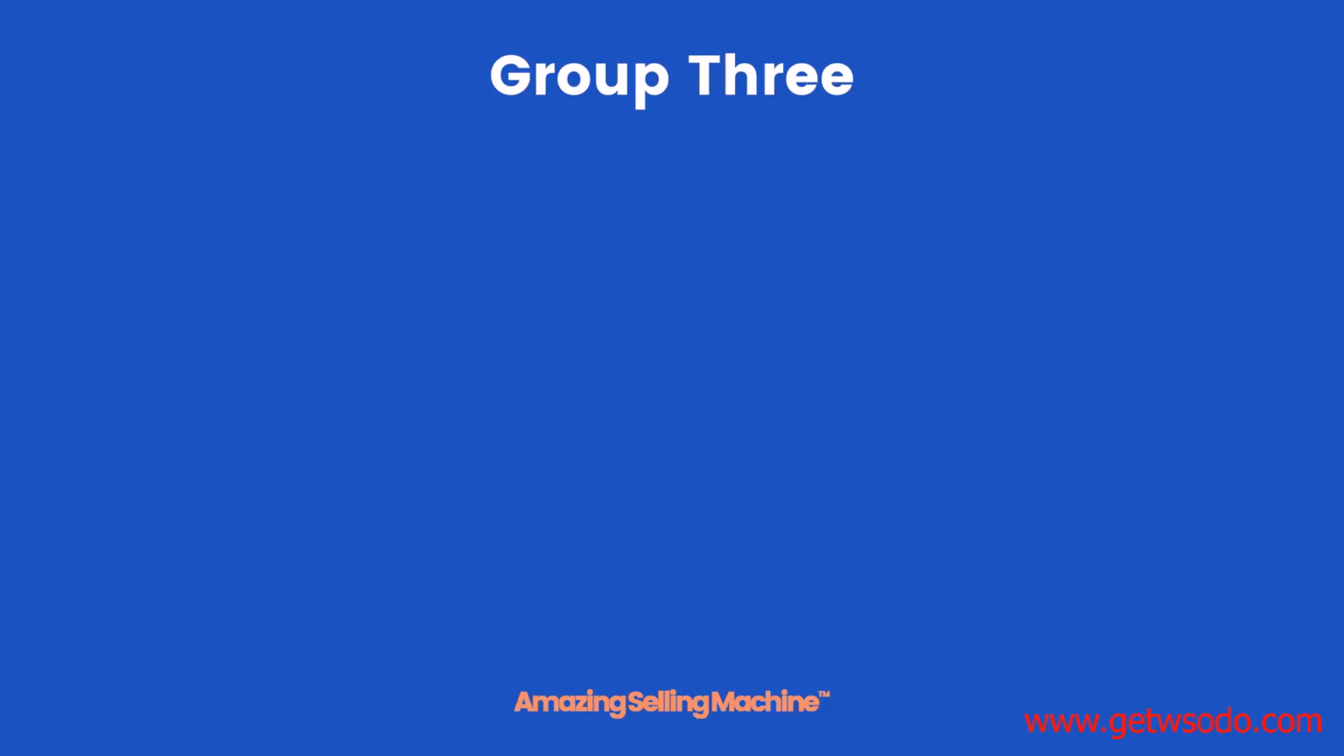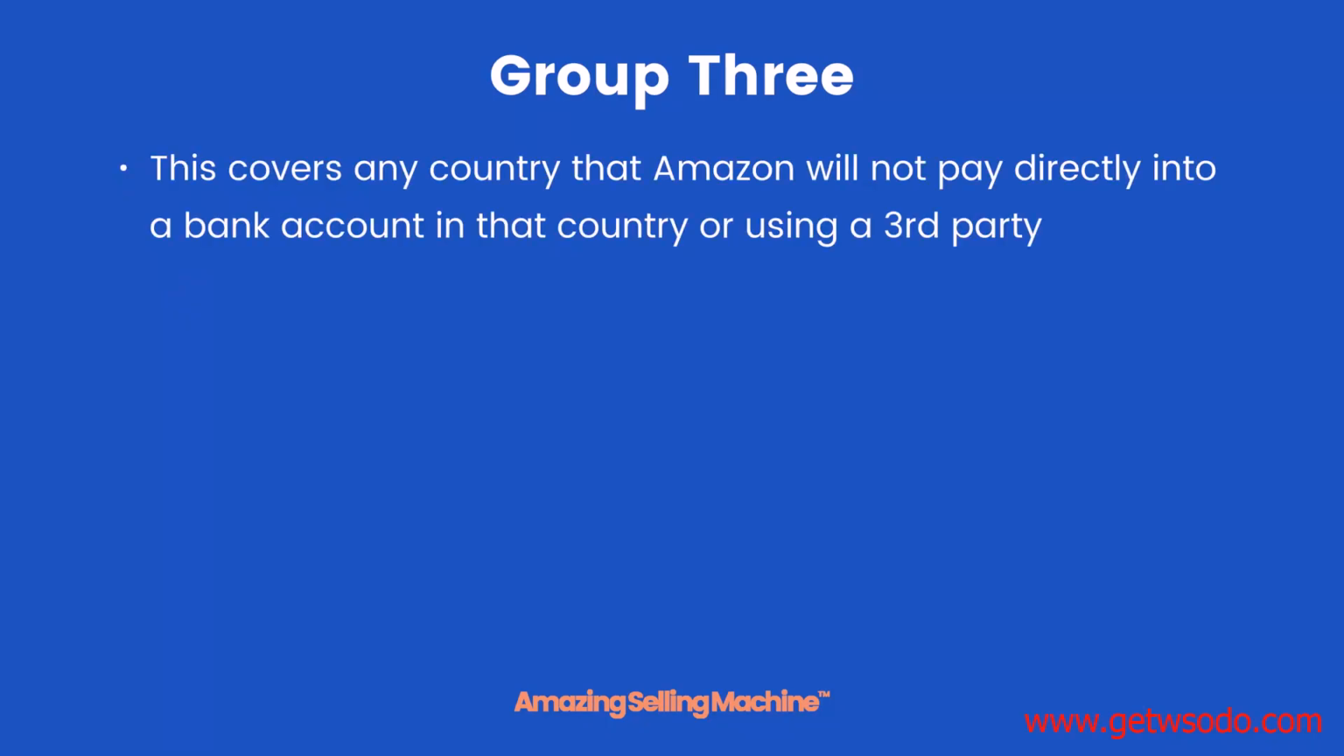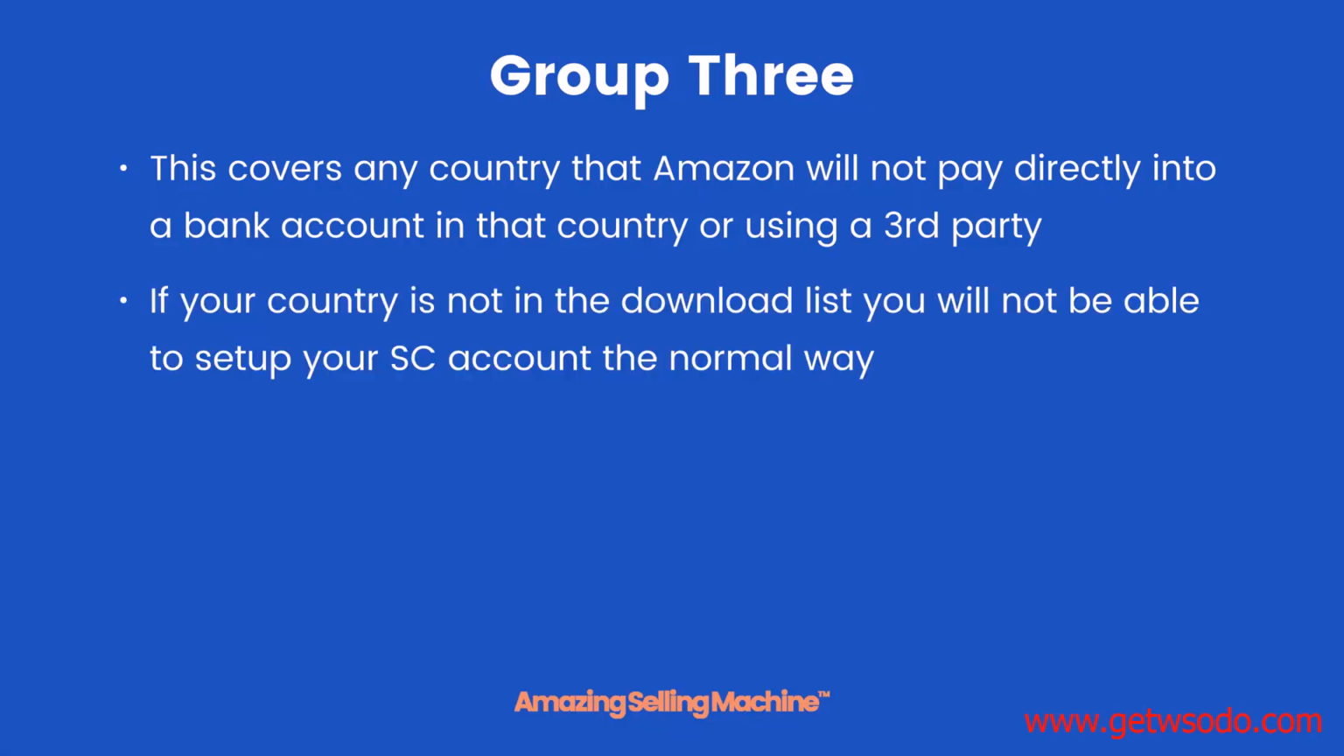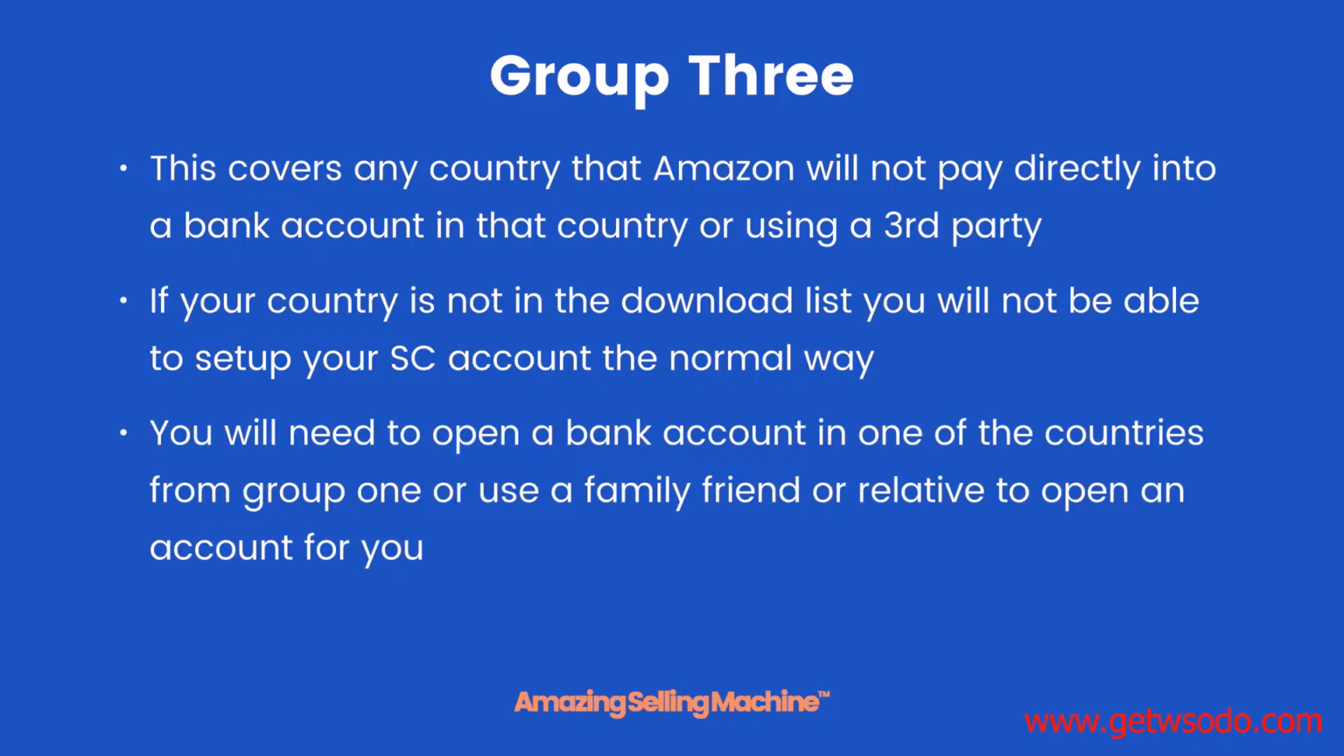So Group 3. This covers any country that Amazon will not pay directly into a bank account in that country or allow using a third-party service. Now, if your country is not in the download list PDF below this lesson, you will not be able to set up your Seller Central account the normal way. You will need to open a bank account in one of the countries from Group 1 or use a family, friend or relative to open an account for you.